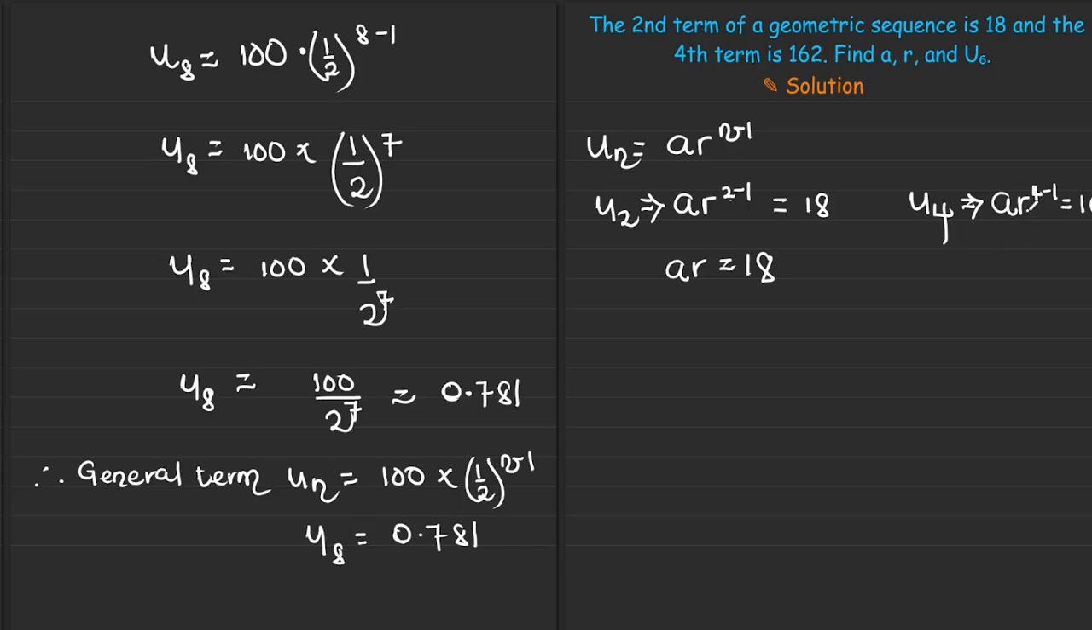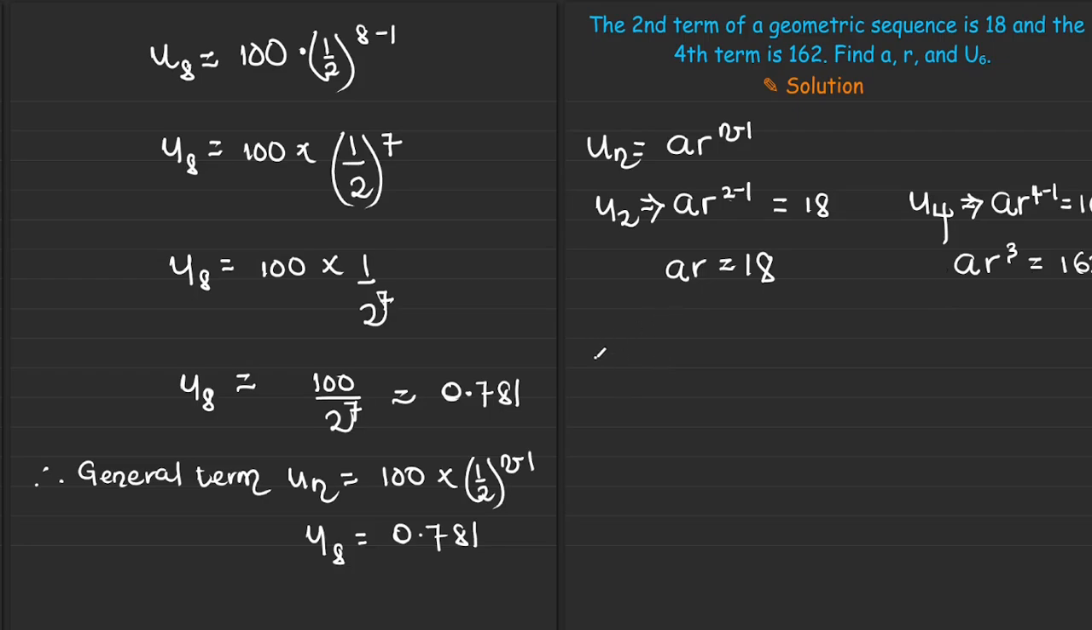162. So with that, we have A times R raised to the power 4 minus 1, which is 3, and that is equal to 162. So this becomes our first equation, and this becomes our equation 2. And what do we want? We want A, R, and the sixth term. First of all, we would have to solve these two simultaneously.